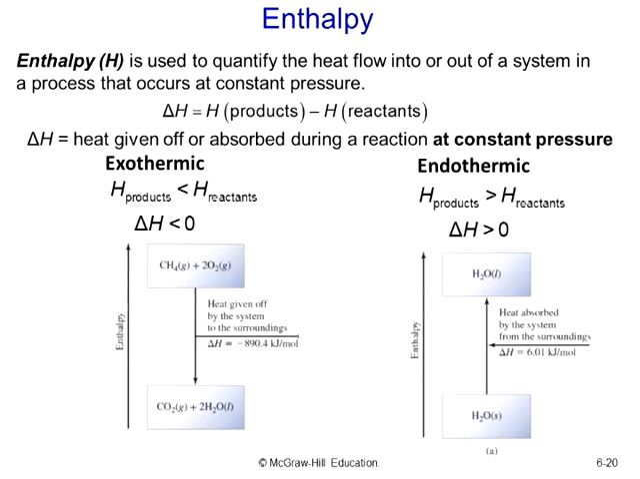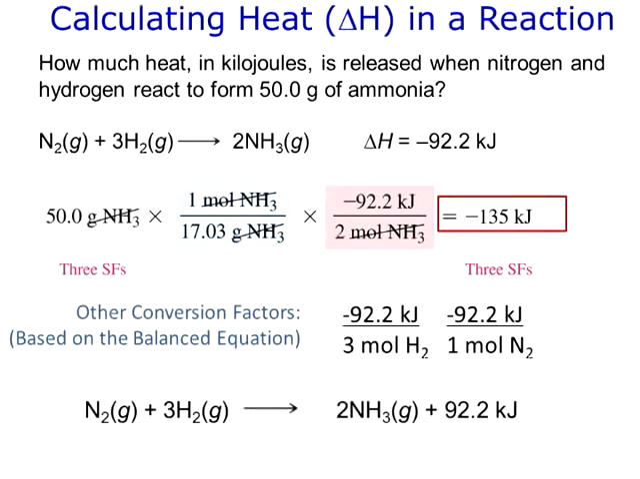So that allows us to carry out calculations to determine how much energy we can have available to do work with or to put to work. So let's do a calculation of delta H in this particular reaction. Here's the question. How much heat in kilojoules is released when nitrogen and hydrogen react to form 50.0 grams of ammonia, 3 sig figs? How much energy do we produce in this reaction?